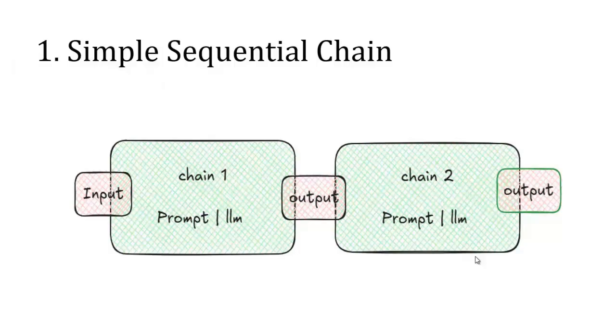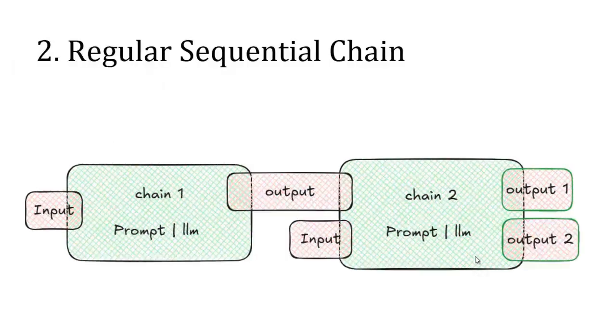Now we have implemented simple sequential chain. Now let's implement regular sequential chain. So this chain is a bit more flexible than the simple sequential chain, right? We discussed earlier. Here, the next step doesn't rely only on the output of the previous chain. It can also take extra inputs from the user from outside, and it can produce more than one output if needed.